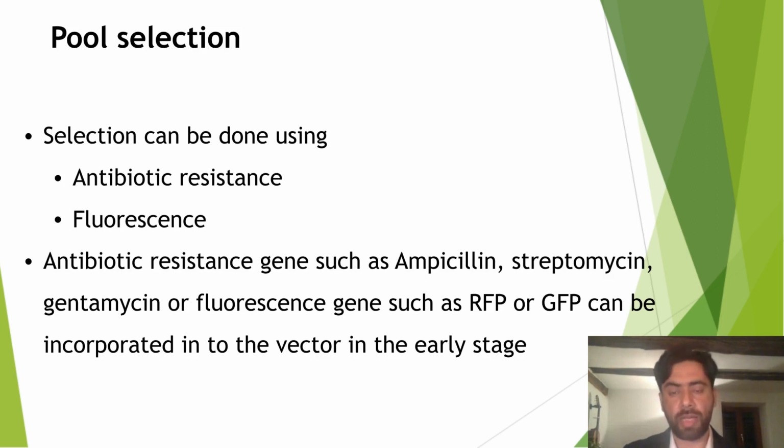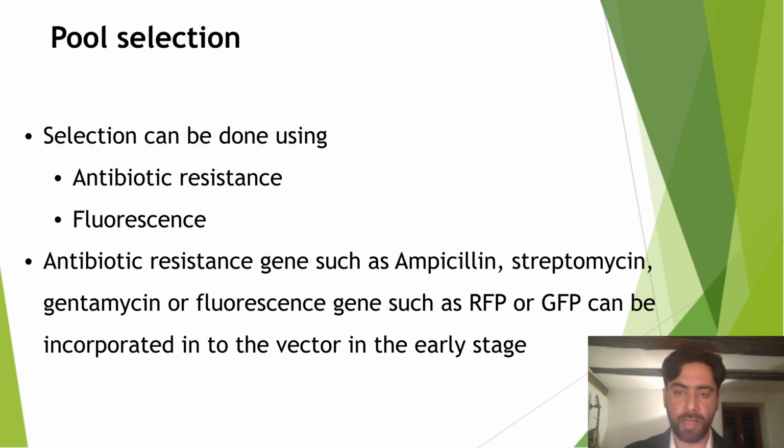Normally in the plasmid, we will have an antibiotic resistance gene, for example, for ampicillin, streptomycin, or gentamicin. We can also incorporate a fluorescence gene, for example, RFP or GFP, which is either red or green in color, into the plasmid itself. Of course, the plasmids can come with a specific fluorescence gene or with a specific antibiotic resistance gene.